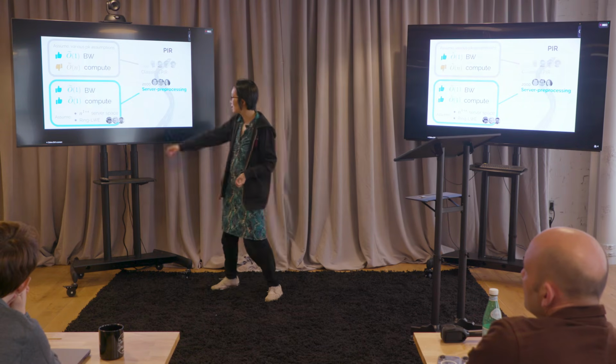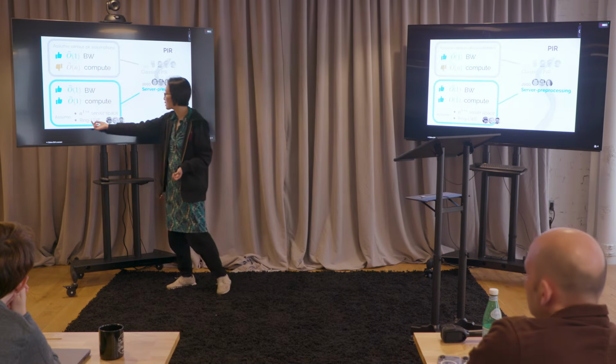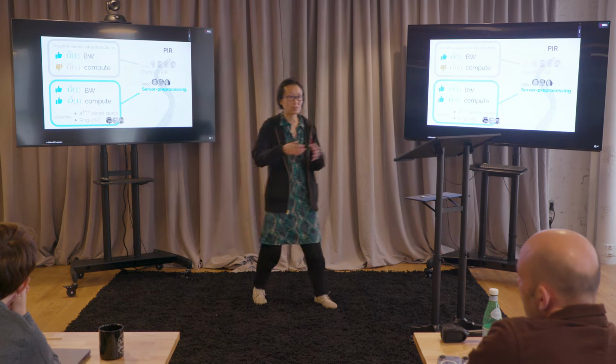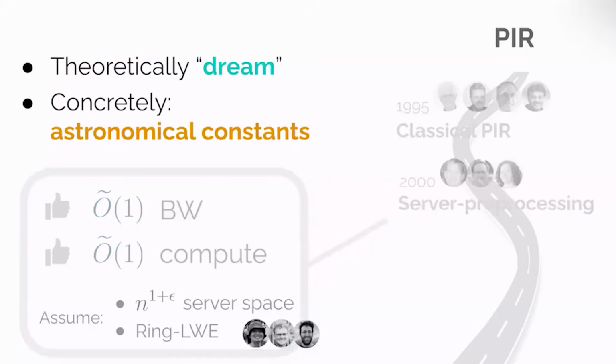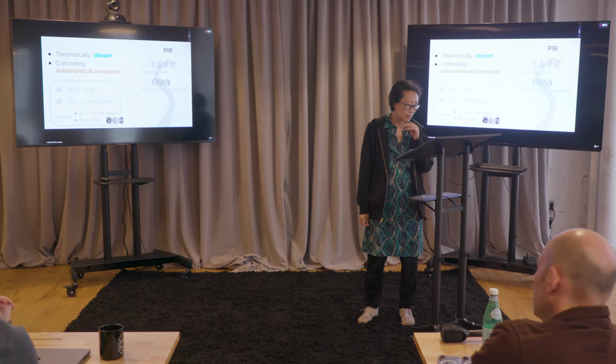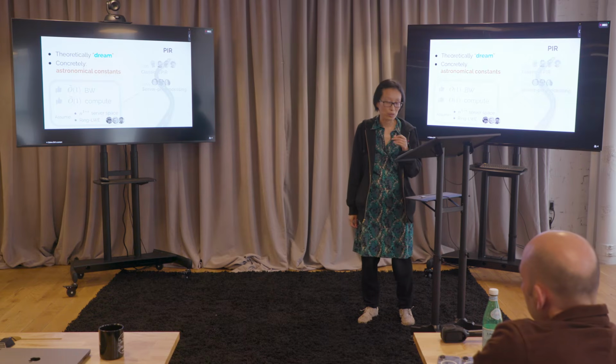And the latest is a groundbreaking result by Wei-Kai Lin, Mook, and Wichs. This won the STOC Best Paper Award, and they show we can do it with polylogarithmic bandwidth and compute, assuming the server expands the database into n to the 1 plus epsilon, where epsilon is an arbitrarily small constant. And they need ring LWE. So this result is very nice because theoretically it's a dream, right? We cannot hope for anything better. I mean, maybe except if we can improve the server space, it would be nice. But concretely, it has astronomical constants, and it's very, very far away from practical.